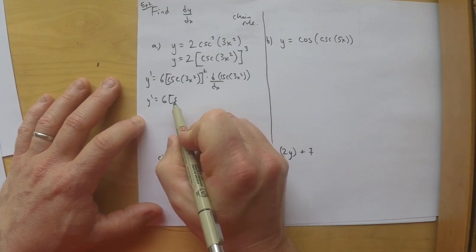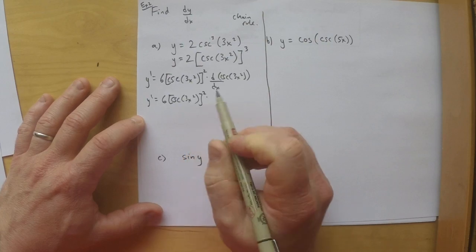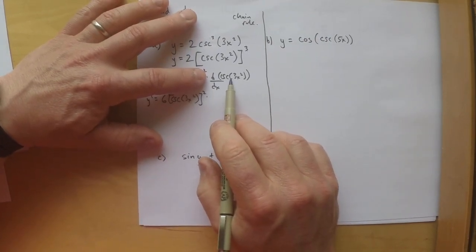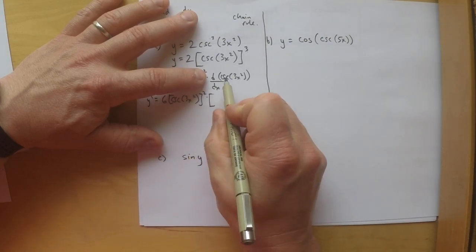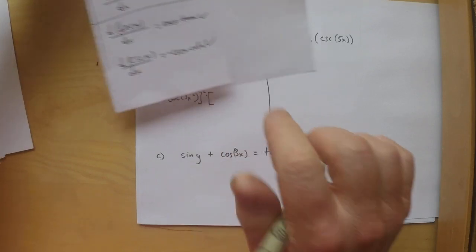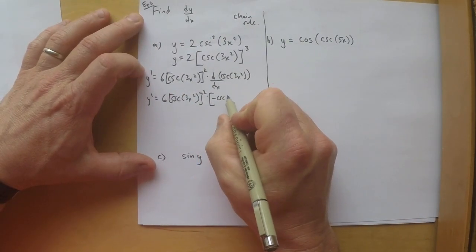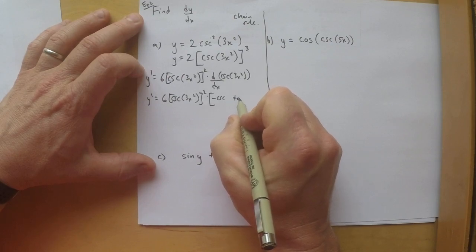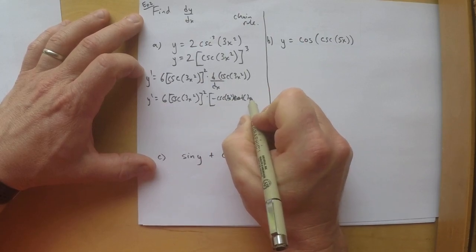So I'm just going to rewrite this part here. If you're doing it in stages, a lot of rewriting. So what's the derivative of this? Oh, another chain rule. So outer derivative. What's the derivative of cosecant? Oh man, I got to know that. Negative cosecant cotan. So negative cosecant cotan. Inside stays the same.